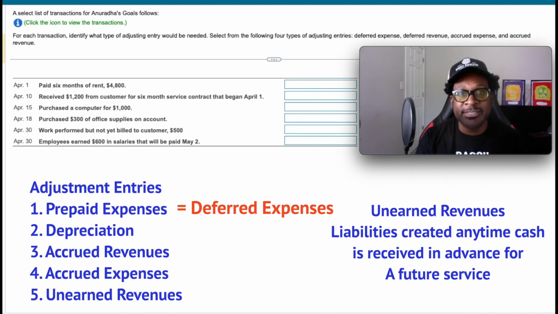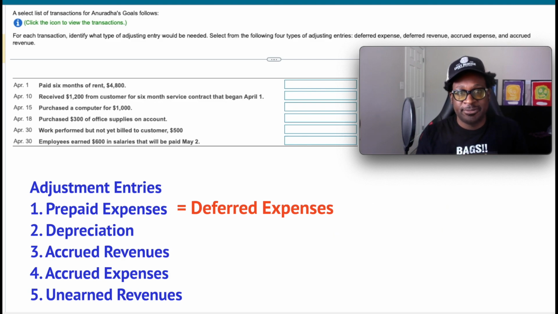And so what happens is, as time goes on and the company is providing that service, those liabilities should go down. And why are those liabilities going down? They're going down because revenues are being earned, thus increasing our revenues. Unearned revenues are also known as deferred revenues.